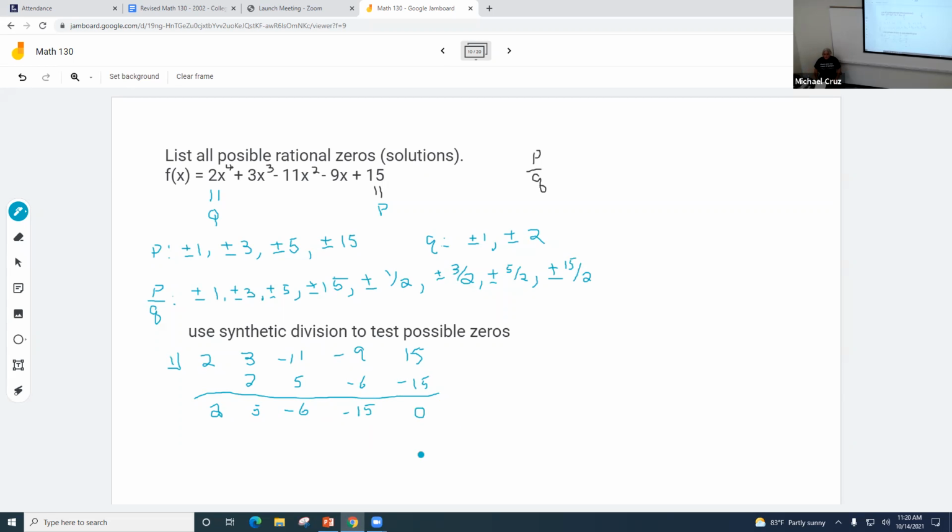What does that tell us? X equal to 1 is a solution. Okay? And because of this, it comes out to 0. So we hit it nice on the first try.